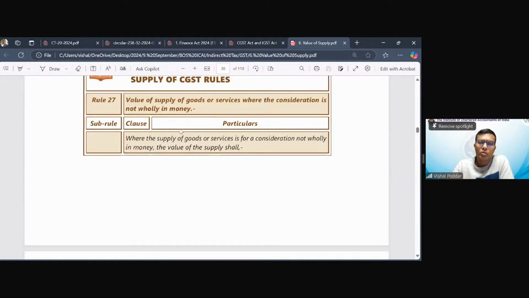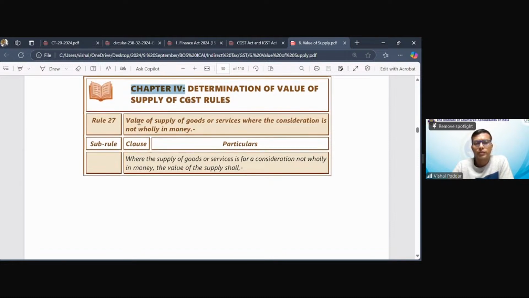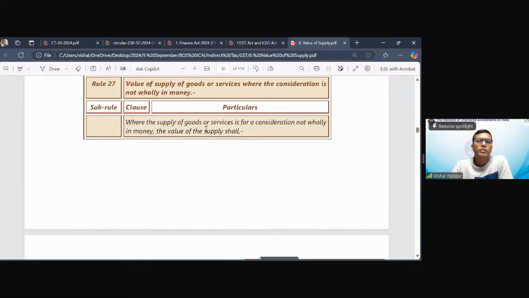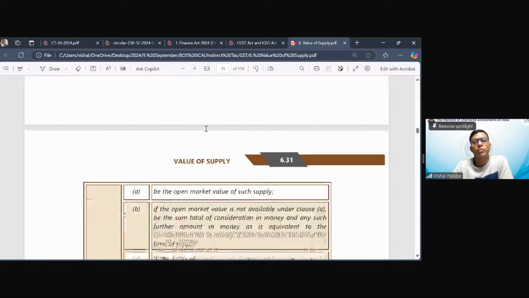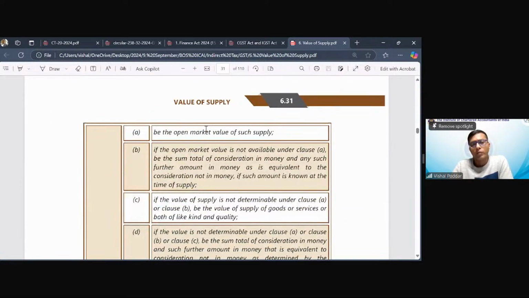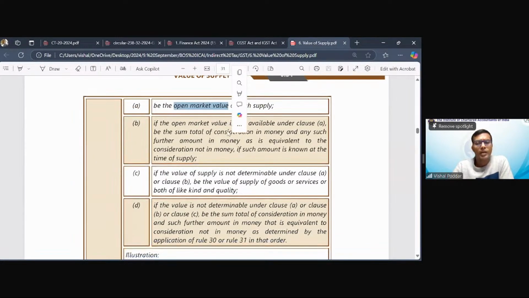Now, one by one, we go to the rules. What does the rule say? First, 27 says, value of supply of goods or services where the consideration is not wholly in money. So what does it say? Where the consideration is given in monetary as well as non-monetary form, or where it is given only in non-monetary form. How do you find out the value? For this, they say that the first preference will be the open market value. So what will be the value? It will be the open market value.